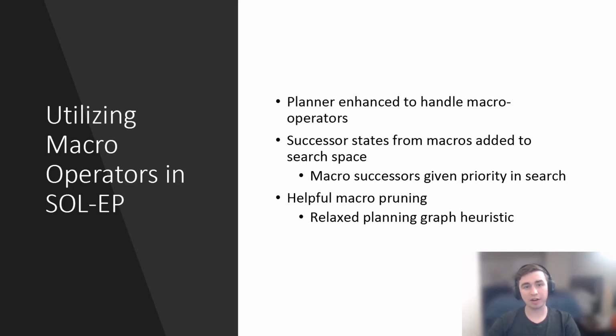In the enhanced planner, macros are utilized by extending a normal PDDL planner. In this paper, they used the Fast Forward planner with the ability to handle macro operators. This is done by adding the successor states for macros to the search space of the planner, ordered before the regular successors of a state. However, the benefit of putting these successor states directly in the search space can be canceled out by the large increase in branching factor if all macros are considered in every state.